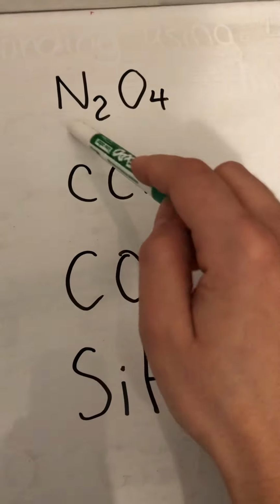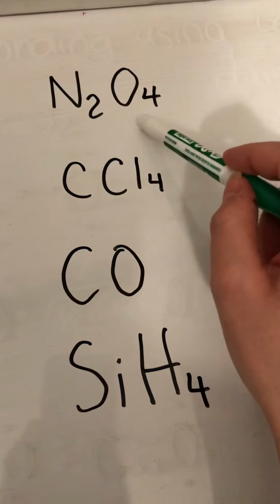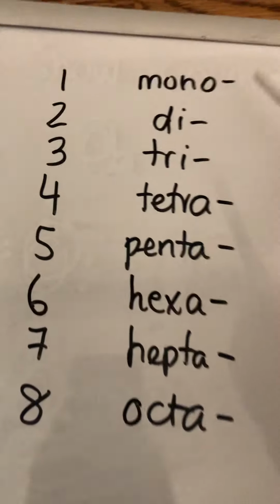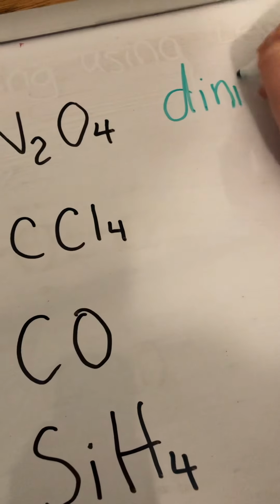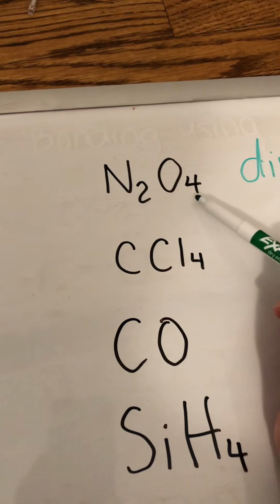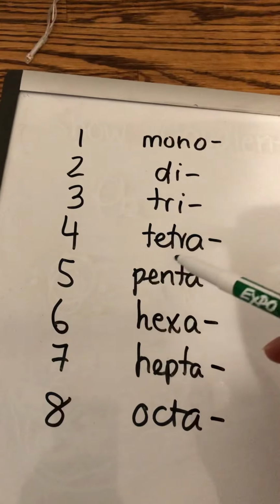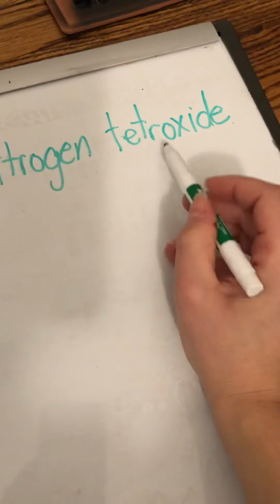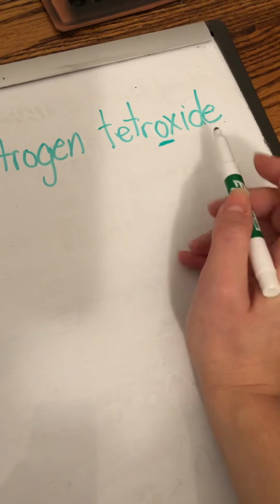So let's start here. So we got nitrogen and we got oxygen. How many nitrogen atoms do we have? 2. We go over here. 2 is di. So we can write dinitrogen. Then we do oxygen. We have 4 atoms. 4 is tetra. But remember, it's not going to be oxygen, it's oxide. And we dropped the a from tetra because we have a vowel for oxygen. So we're not going to have 2 vowels in a row.